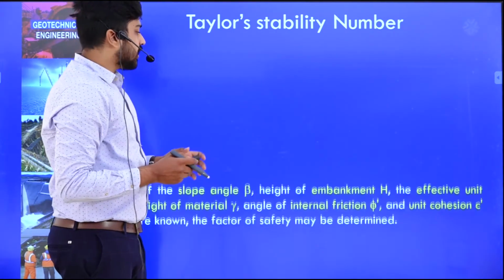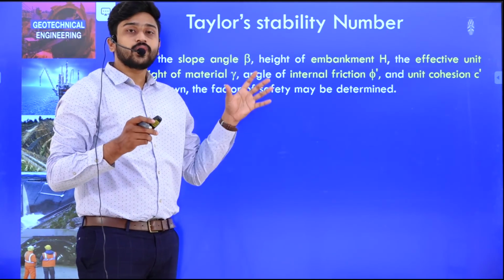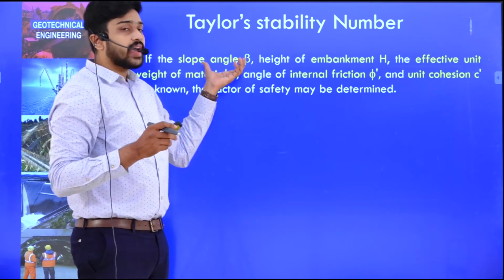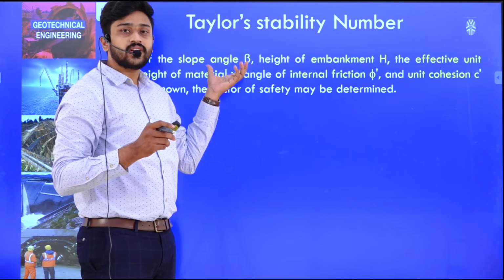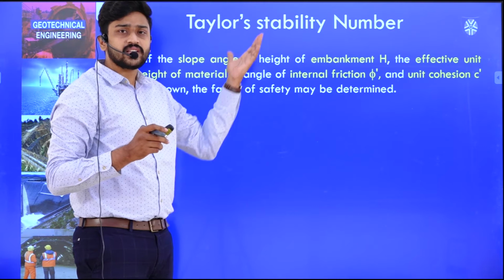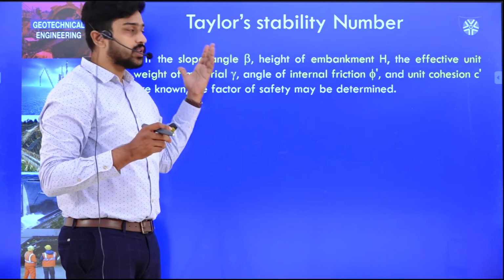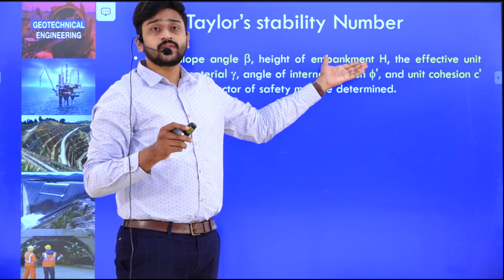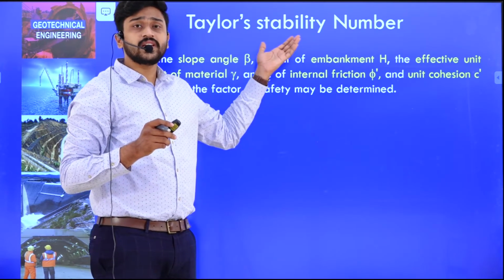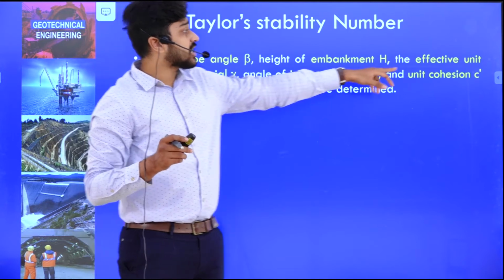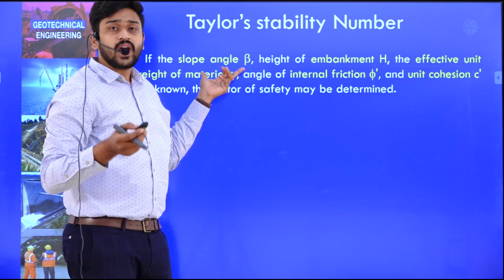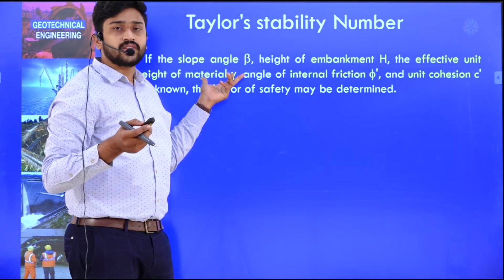Okay, so here this Taylor stability number, if you look at the Sn term, it is actually depending on the angle. Here I have denoted the slope angle as beta, that means let us say the slope angle is i, so it is depending on i, as well as the embankment height H. If you look at the diagram previously, it is the embankment height H, as well as the effective unit weight of the material or the soil, either gamma, gamma dash, whatever is the value.